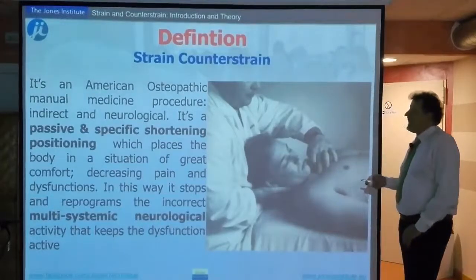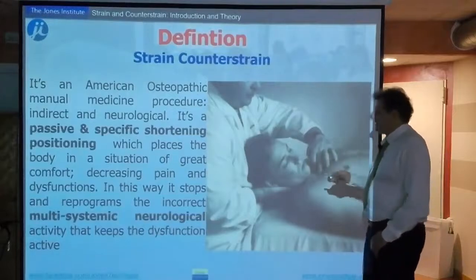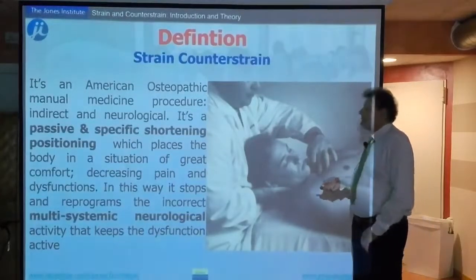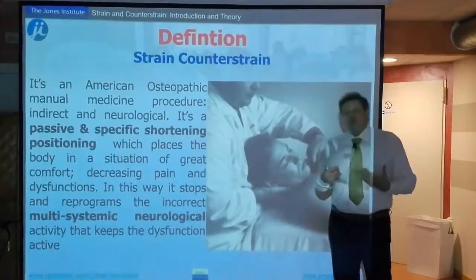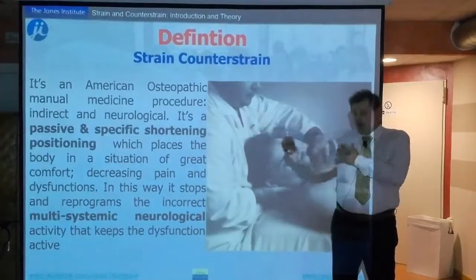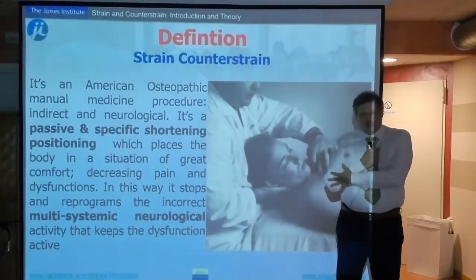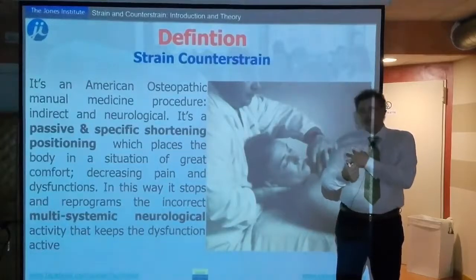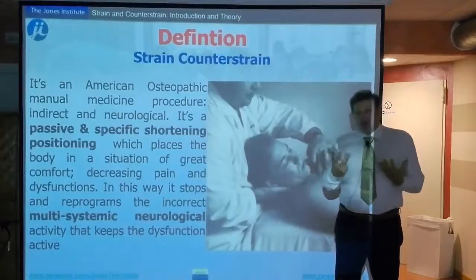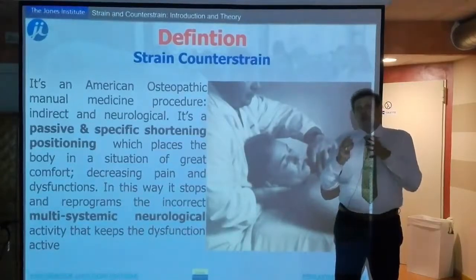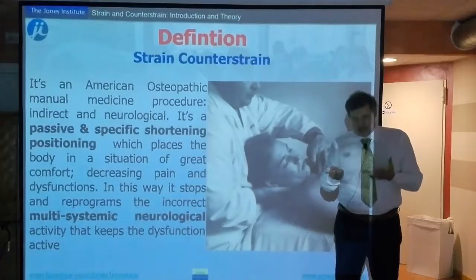Well, what happens when we passively and specifically shorten a body segment? This situation always places the body in great comfort. And this is why, when we are in pain, let's say a pain in our shoulder, we will not keep our arm out here. We will keep it near our body to protect it, to nourish it, and even to limit the body movement, because we know that when we move the segment, we will feel pain. So every time the body is in pain, it always tries to shorten the position. And that is what we call an antalgic position.